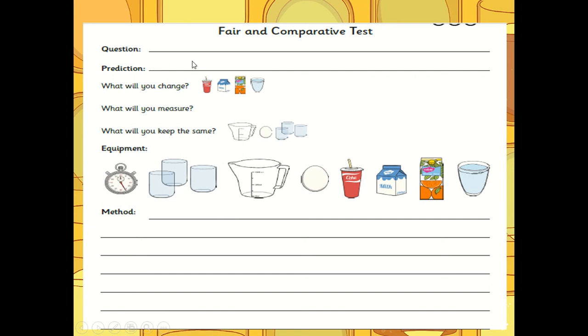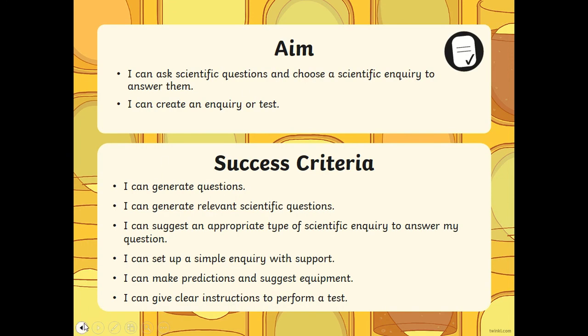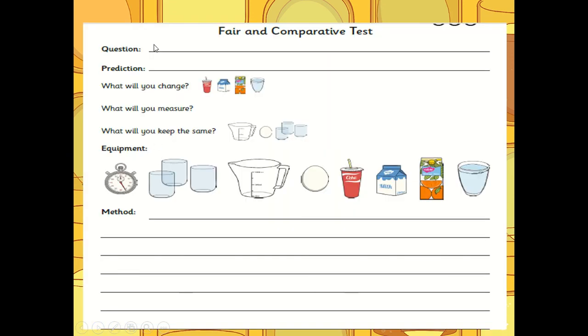So your prediction here is maybe something like, I think the water is going to be the worst one for our teeth because it doesn't taste very nice. That's just a rubbish prediction, but just an idea. Okay, so our question, how do different liquids affect our teeth? I think the water will be the worst for our teeth and it will make all the shell go black, like tooth decay. Okay, something like that.